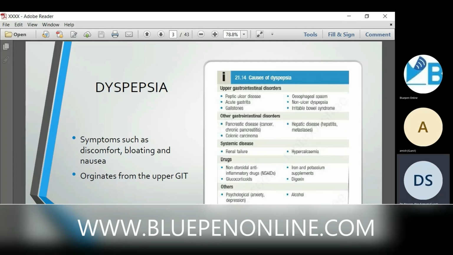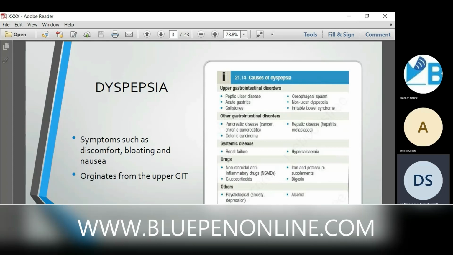So next, what are the causes? Causes of dyspepsia are upper gastrointestinal disorders like peptic ulcer disease and acute gastritis. Then gallstones in the gallbladder. Once there are gallstones, there will be decreased secretion of bile into the second part of the duodenum. The bile helps in digestion, so there will be indigestion. It causes dyspepsia. The next is esophageal spasm.